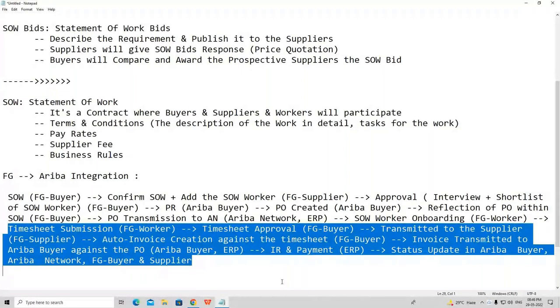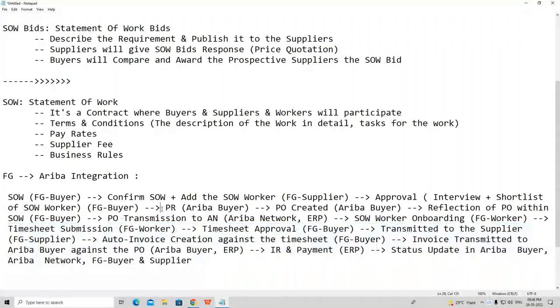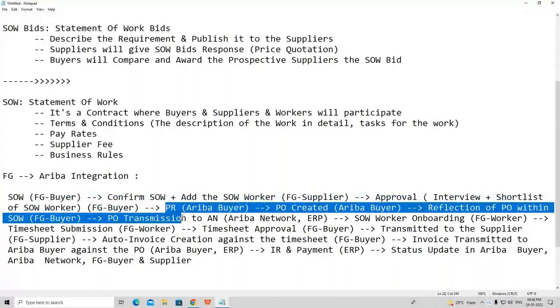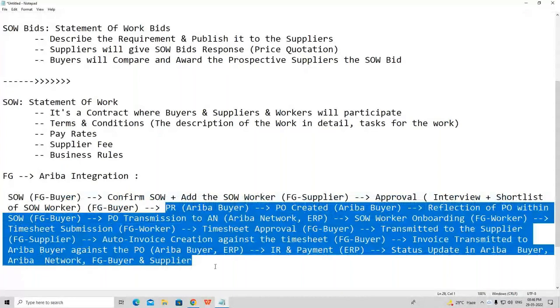But my suggestion to all the clients is that till this time, if you want to change the SOW multiple times, do it. But once the PR is getting created over there, I will suggest not to do it. I will suggest not to do it. Why? Because this will lead to a lot of issues.